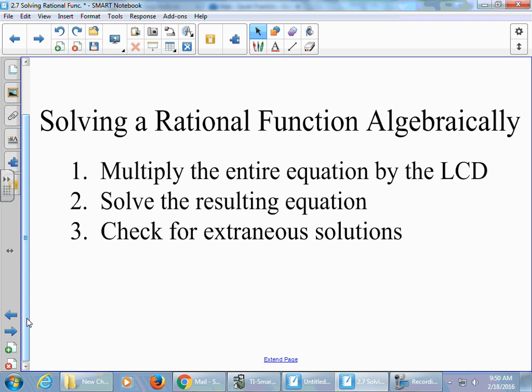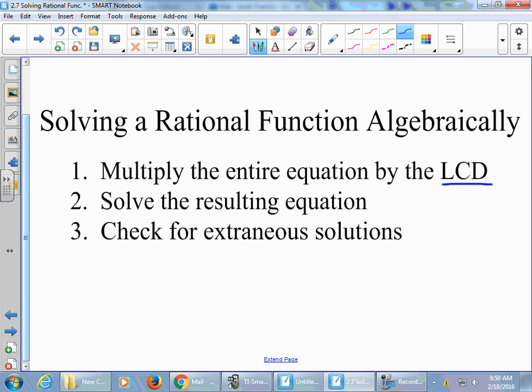So what don't we like about the fraction? The denominator. So what are we going to do? Multiply the whole equation by the LCD. Now that might need a little bit of review, but what should happen by doing this is your denominators go away. So after you do step 1, you should just have a normal equation.